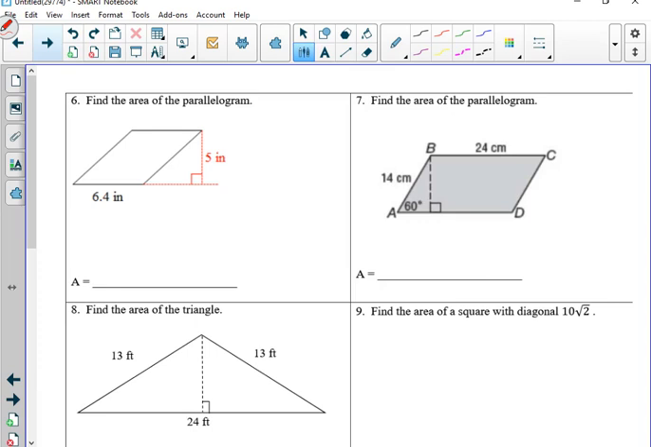Okay, area of parallelogram is just base times height. And the height has to be at a right angle with the base, even if you have to extend it out. So that's 32 square inches.